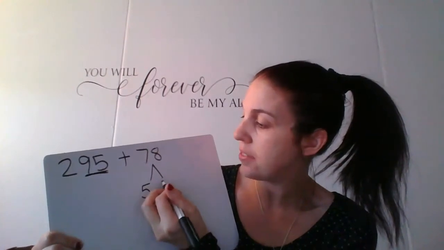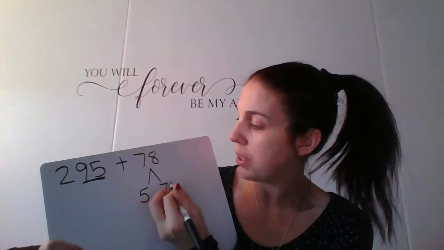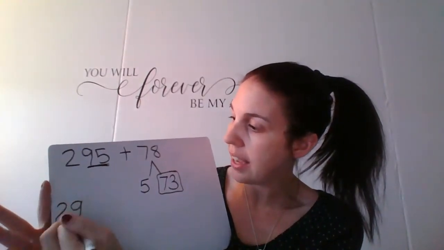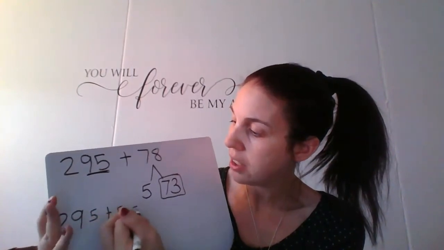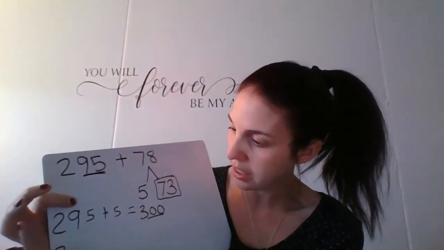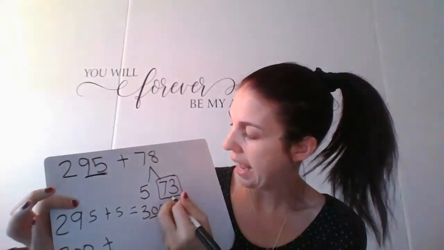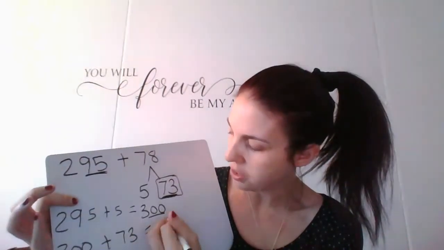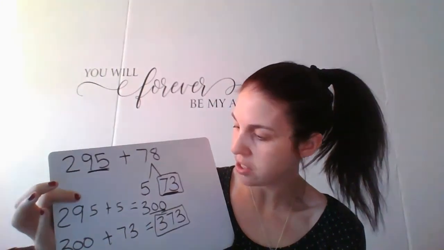And I have 7 tens, and I'm not touching my tens. If I take 5 away from 78, I'm left with 73. So we have 73 and 5. If I have 295 plus 5, that'll give me my 300. All right? Now, I'm going to take this 300 and add the part that I didn't add yet, 73. And that'll give me 373. So that would be my answer.